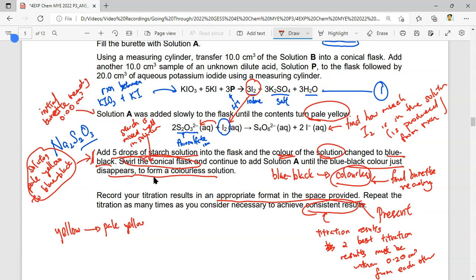If I don't add starch, most probably I'm still looking out for a colorless solution. This will still be the endpoint, right? However, from pale yellow to colorless, it is very difficult to determine.